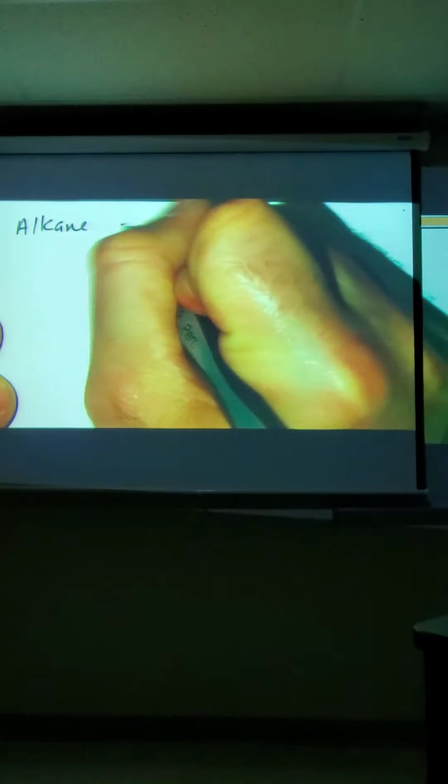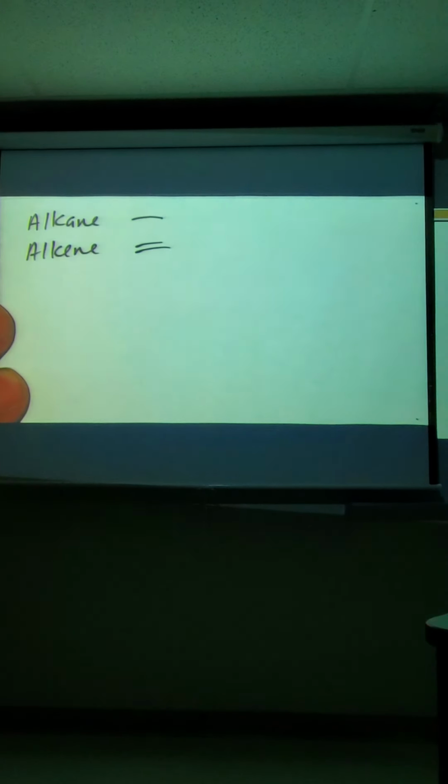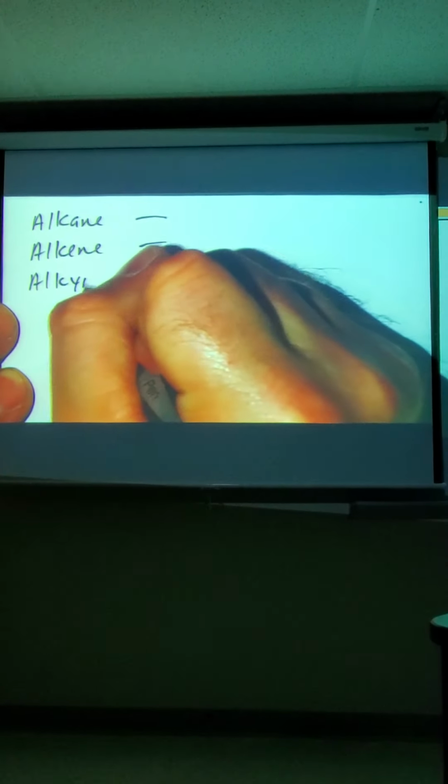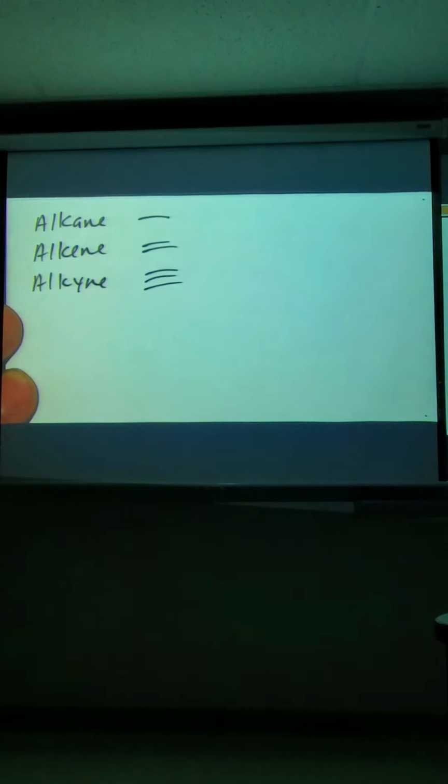We already talked about hydrocarbons. Let's give a brief review over those. So we have the alkane, which is a single bond. We have the alkene, which is a double bond. We have the alkyne, which is a triple bond. Different really only by the letter, A versus E versus Y.